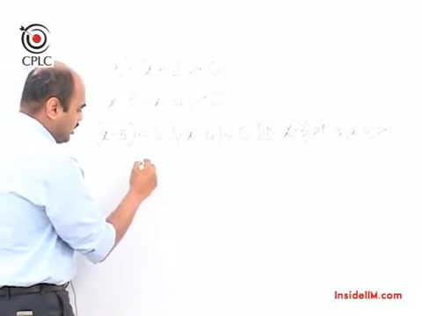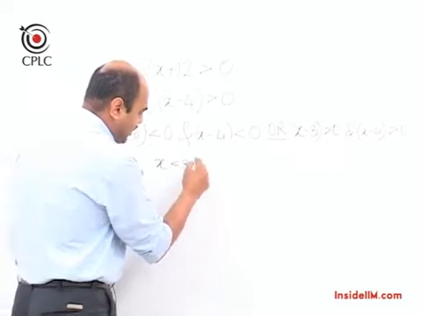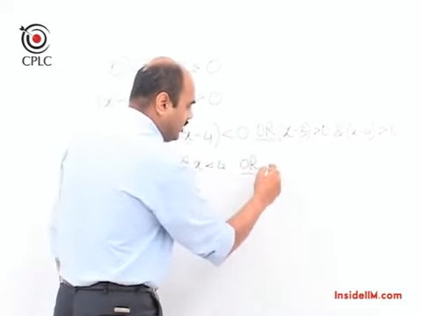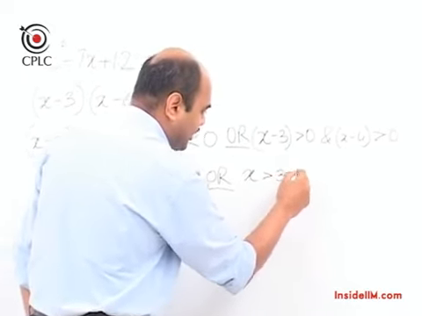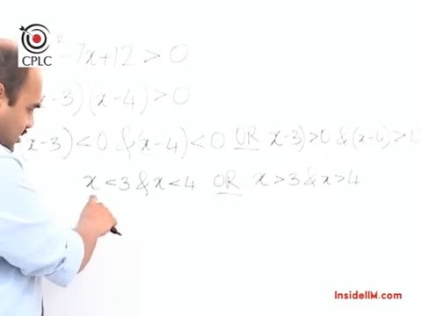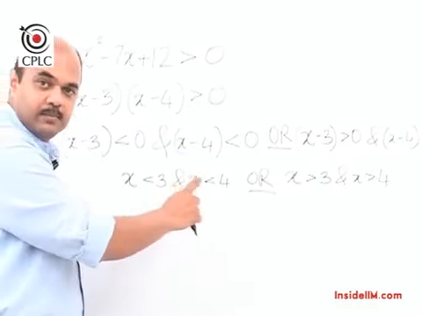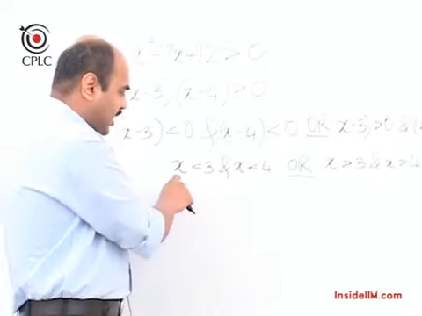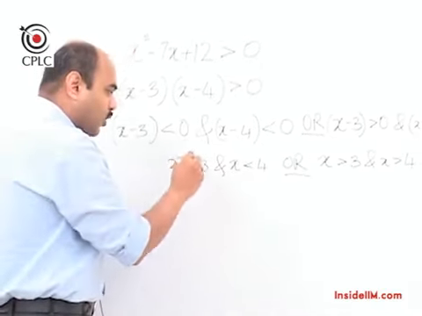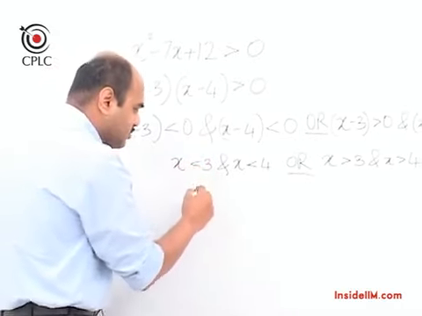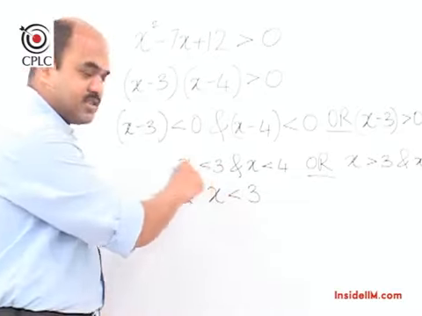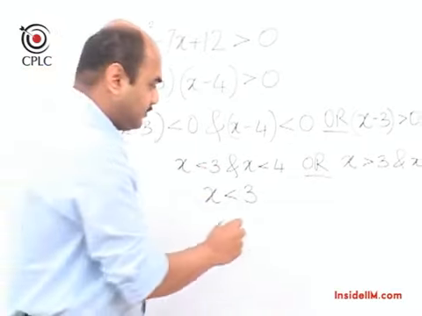If we solve this, we get x is less than 3 and x is less than 4, or if we solve this, we get x is greater than 3 and x is greater than 4. Now if x is less than two different numbers, as in this case, then it will always be lesser than the smaller of the two numbers, and hence we can consolidate this and say that x is less than 3.